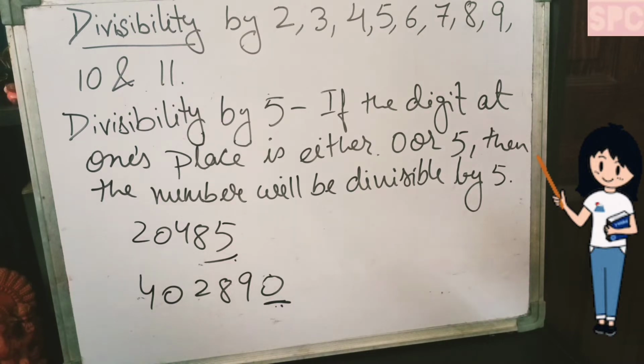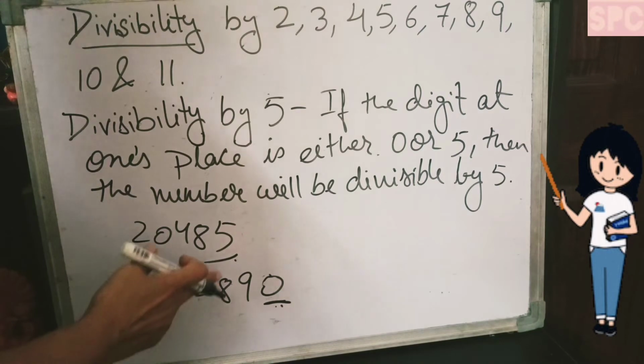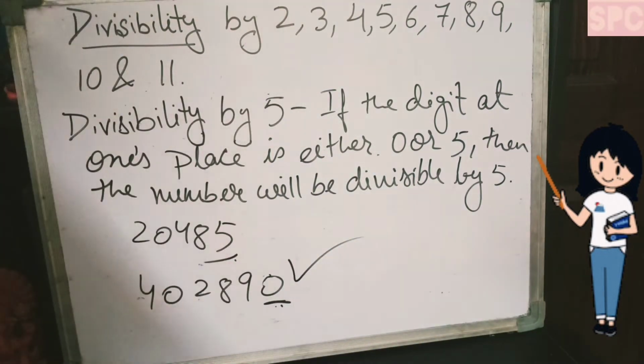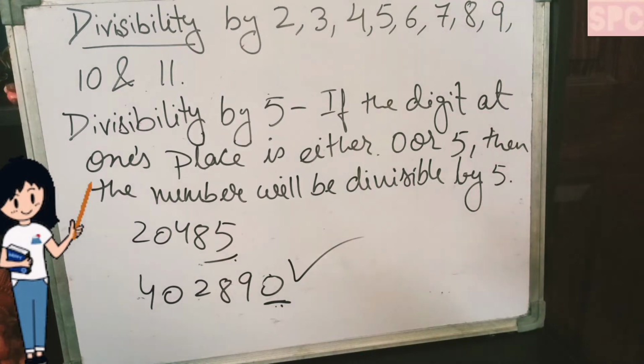It's so simple. You don't have to memorize anything. You don't have to do any kind of division to check whether this number is divisible by 5 or not. Just see, this is 5, this is 0. Okay, this is divisible by 5. That's it. Let's move on to divisibility by 6.